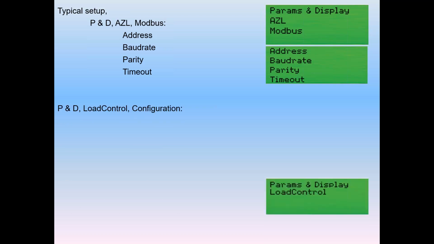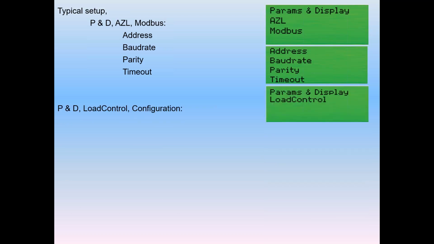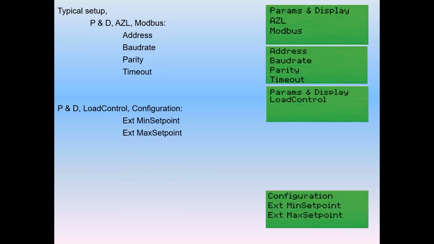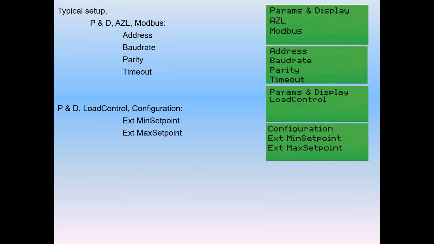Also, you can go to Parameters and Display, Load Control Configuration, and you can put limits on the external maximum and minimum set points that the Modbus can incur on the LMV5. That way you can put boundaries on the BMS controlling the set points on your local burner.